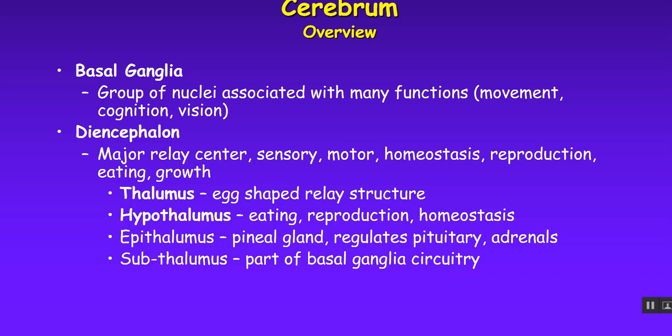Okay? Then the hypothalamus is very important for eating, reproduction, homeostasis, autonomic function. The hypothalamus is your main controller for autonomic regulation of just basic feeding, reproduction, homeostasis, that kind of stuff. And also it's intimately connected with your pituitary gland.